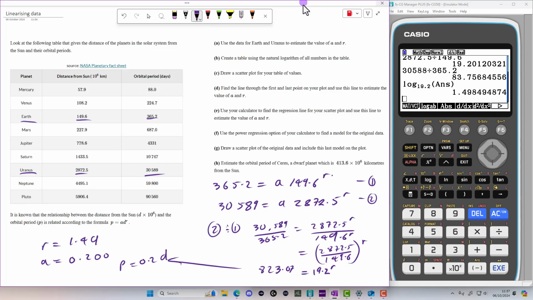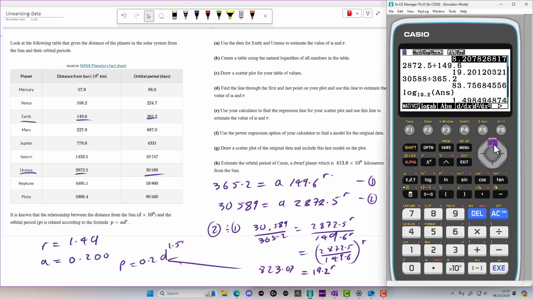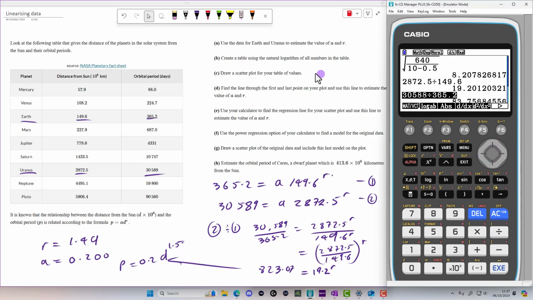What you could do is actually check that your formula works and that you get something that works roughly for these values. So put the values back in and check your formula works after you've worked it out, because it is quite easy to type in numbers wrong. So that's how we could use the data for Earth and Uranus to estimate the value of A and R.